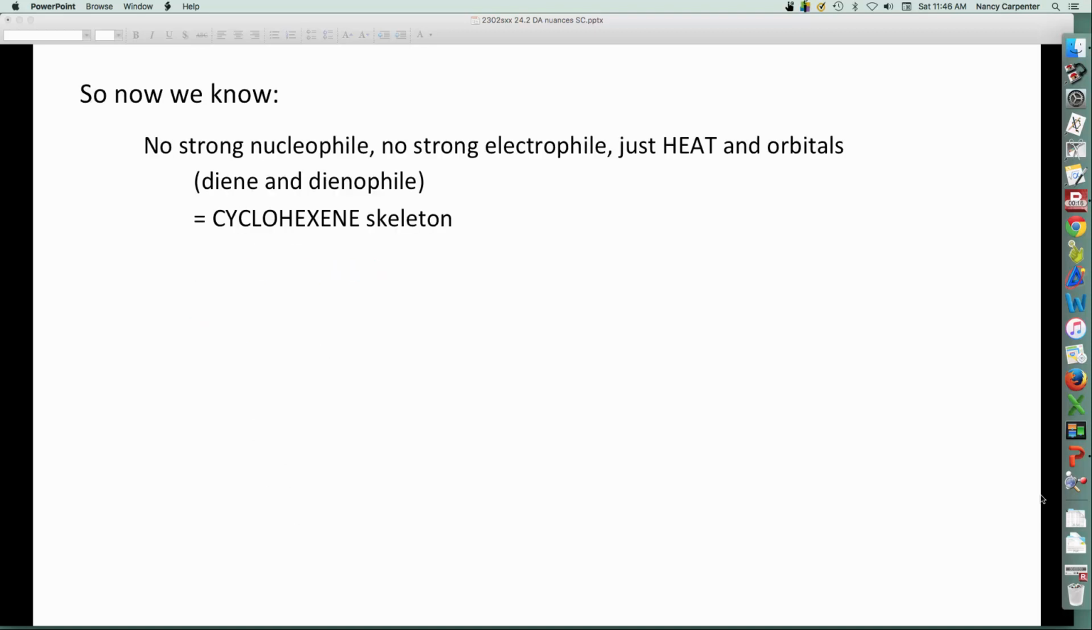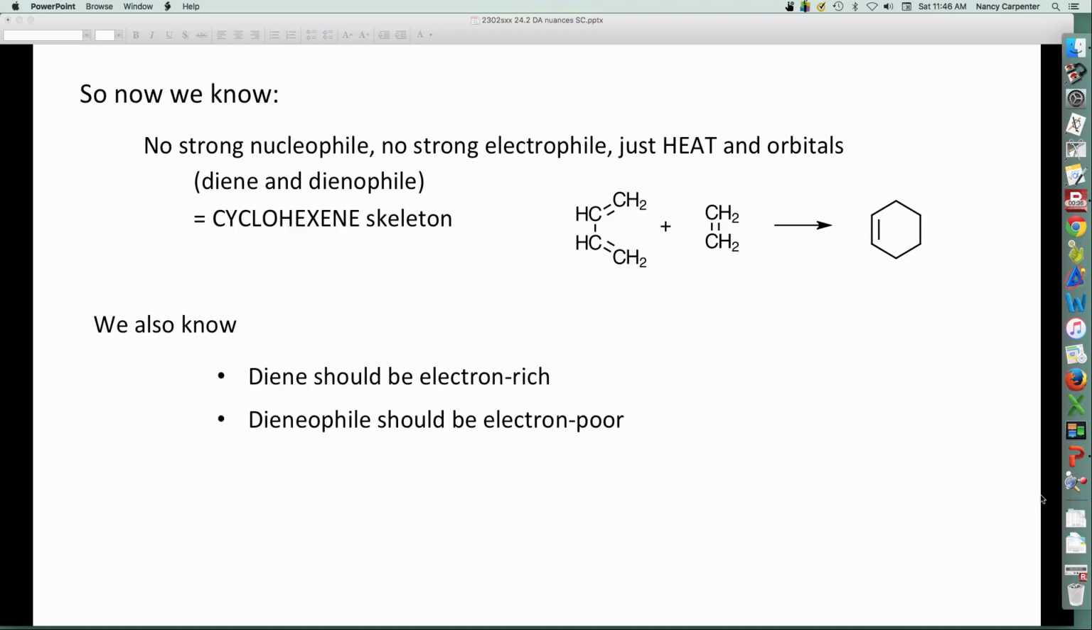Alright, quick recap. We know that the Diels-Alder is characterized by the fact that there's no strong nucleophile, no strong electrophile. We've just got a bunch of pi electrons. Diene, dienophile, heat it up, and you get a cyclohexene as part of your product skeleton. There's the Diels-Alder. What should be evident from reading the textbook is that the diene should be electron rich and the dienophile should be electron poor. So it's not like we have a strong nucleophile and a strong electrophile, but the Diels-Alder works best if the diene is electron rich and the dienophile is electron poor.